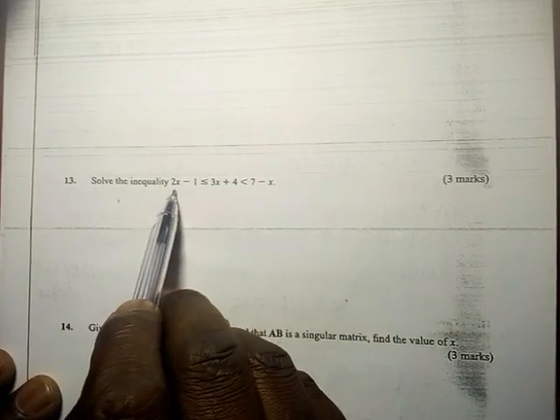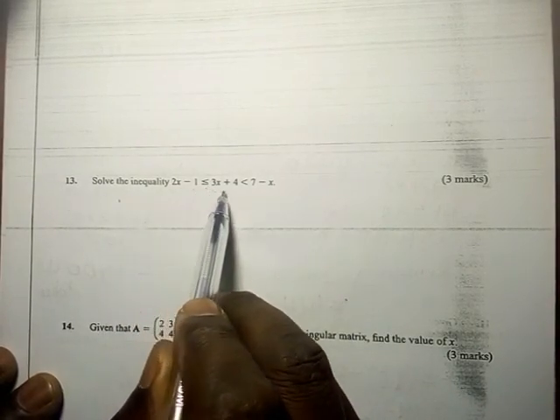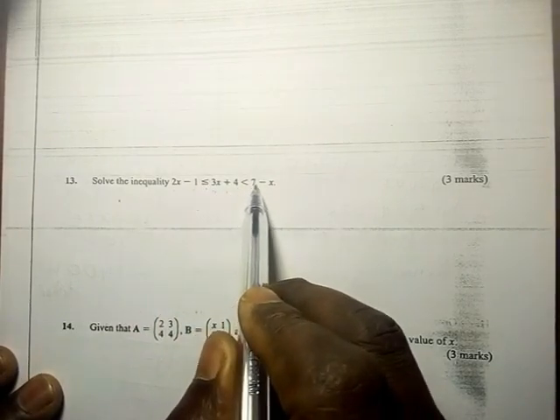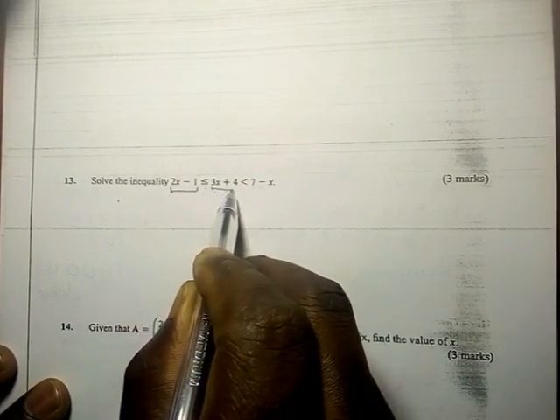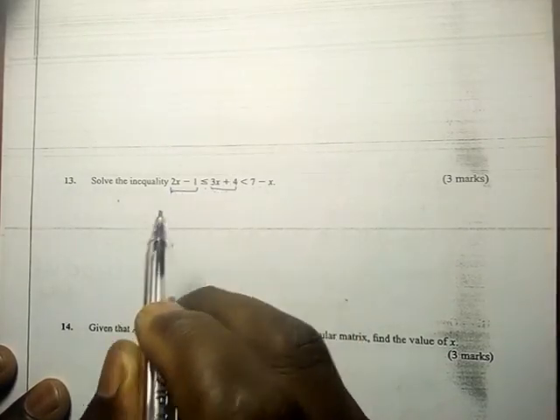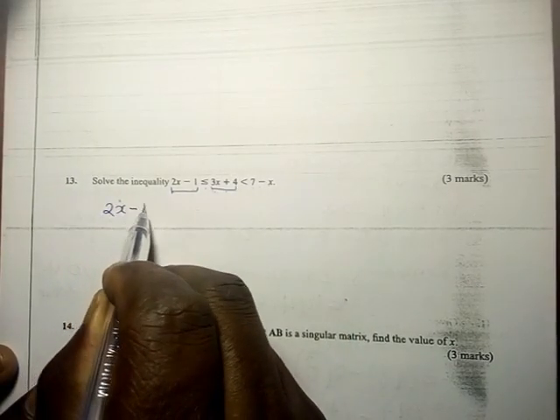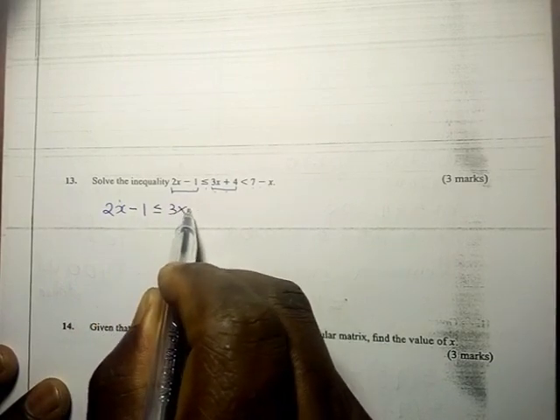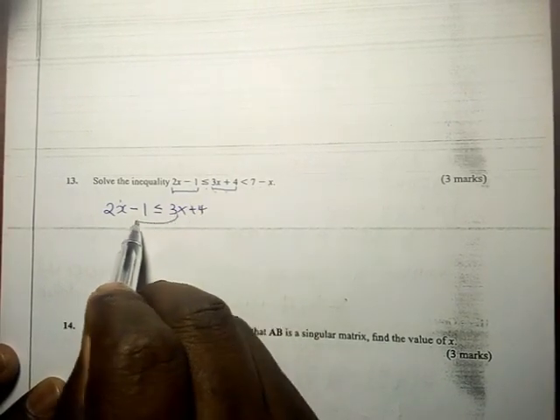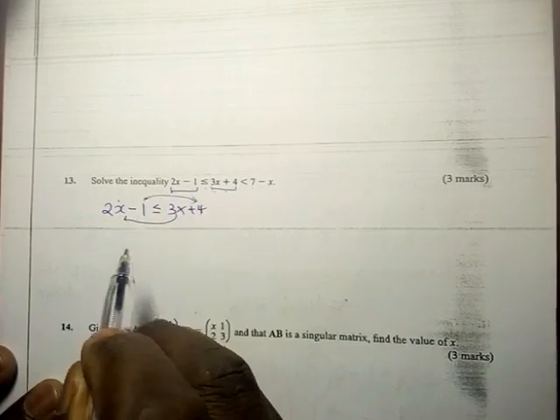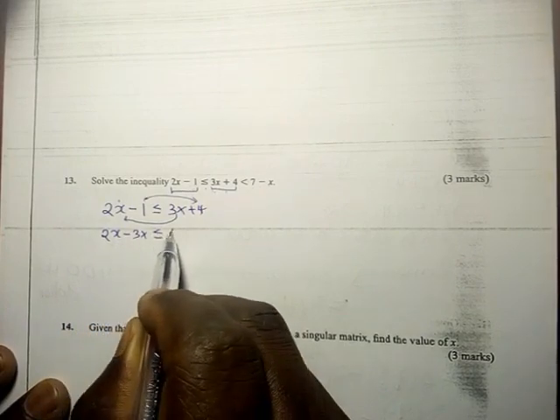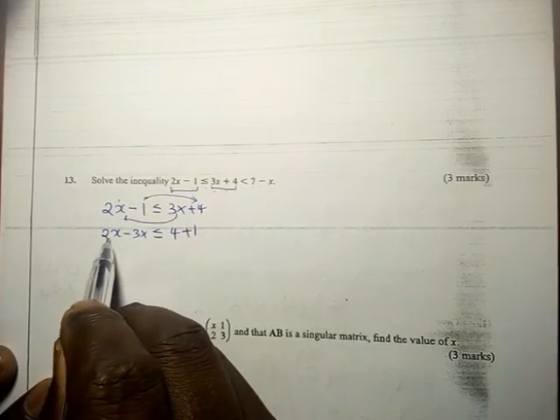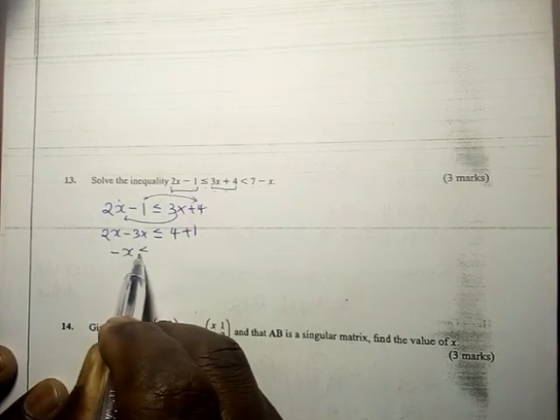Solve the inequality. 2x minus 1 is less than 3x plus 4 is less than 7 minus 3. So kwanza tunagawa hizi kutoka hapa mpaka hapa na hii kutoka hapa mpaka hapo. So tuna solve hii kwanza. 2x minus 1 is less or equal to 3x plus 4. Like terms together, hii itakuja hapa, hii itakuja huku. So we will have 2x minus 3x is less or equal to 4 plus 1. This minus this, we have negative x is less or equal to 5.